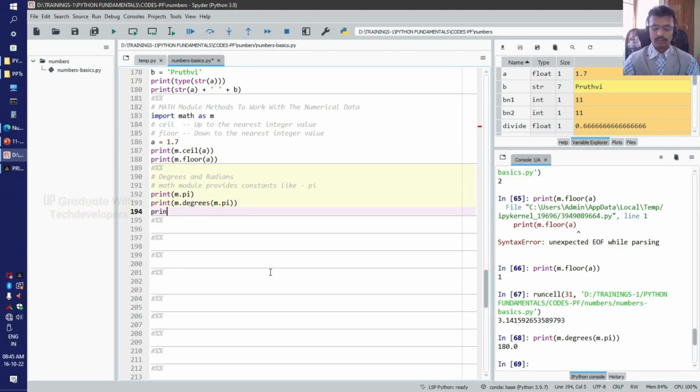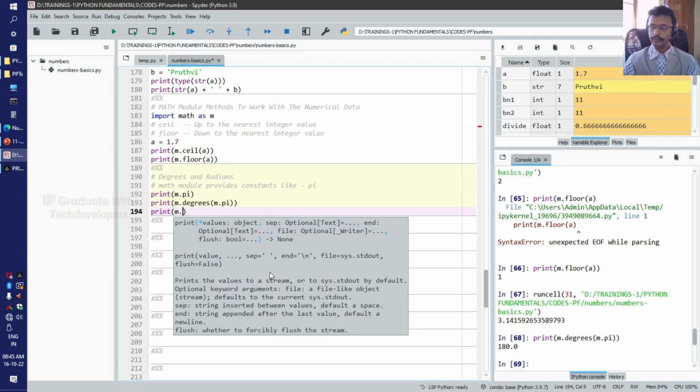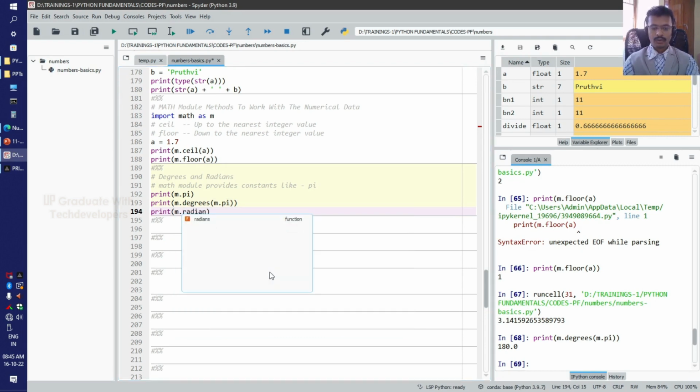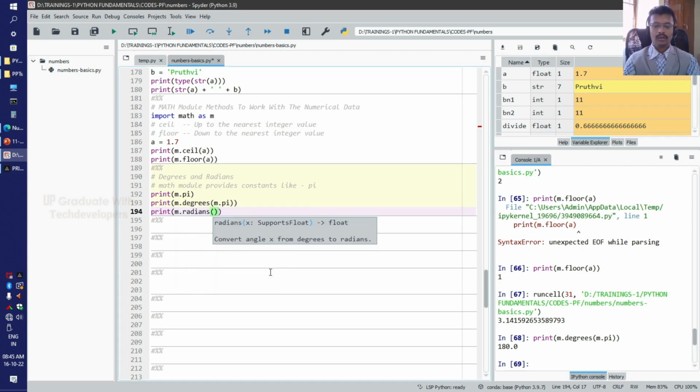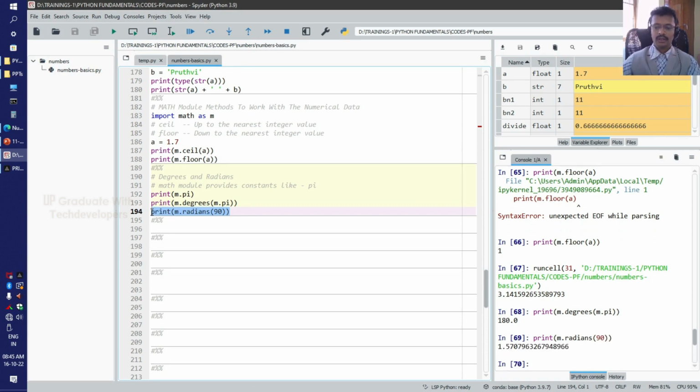Let us convert the angle in degrees to radians. For example, 90, it is in degrees, 90 degree. So I would like to convert it to radians. Let us convert this into radian. So we got 1.57.